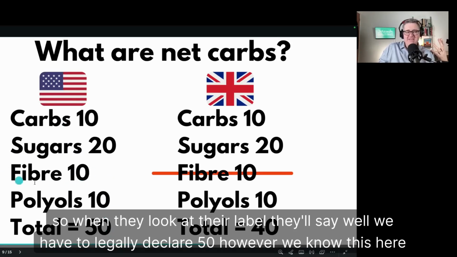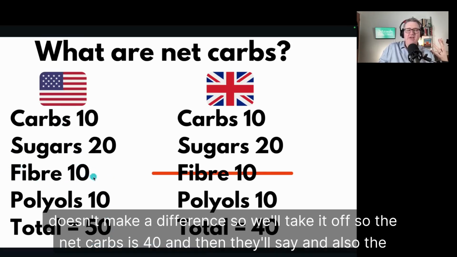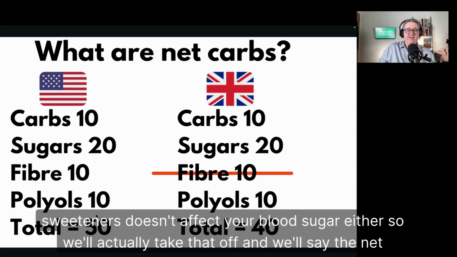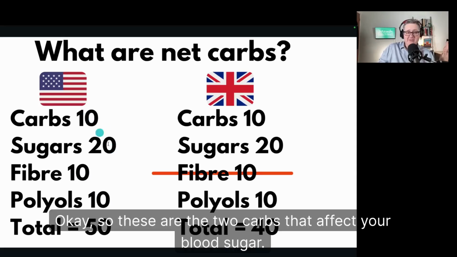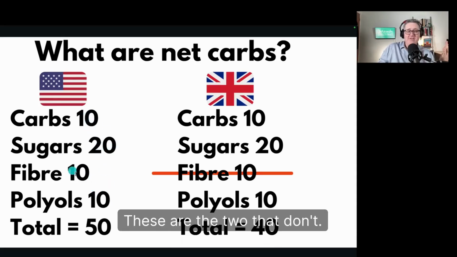However, we know this here doesn't make a difference, so we'll take it off. So the net carbs is 40. And then they'll say, and also the sweetener doesn't affect your blood sugar either, so we'll actually take that off, and we'll say the net carbs is actually 30. Okay, so these are the two carbs that affect your blood sugar. These are the two that don't.